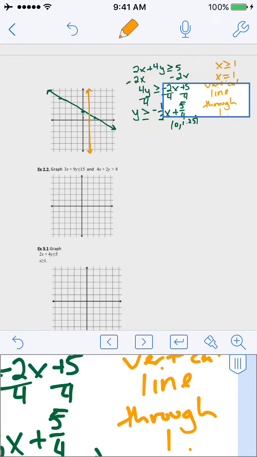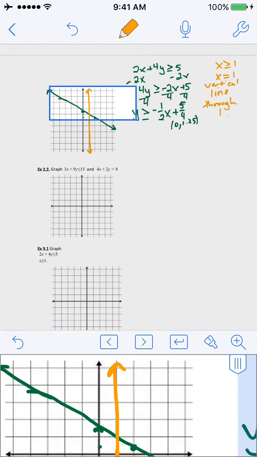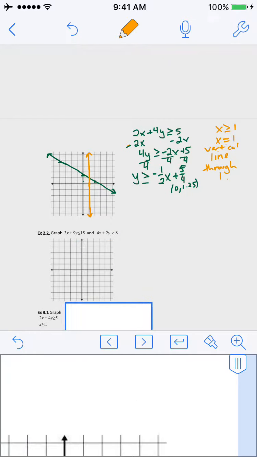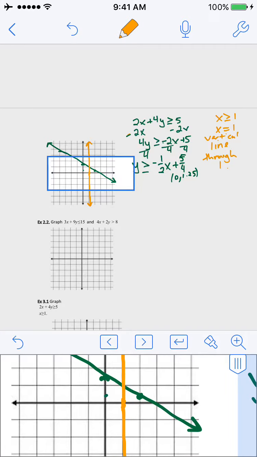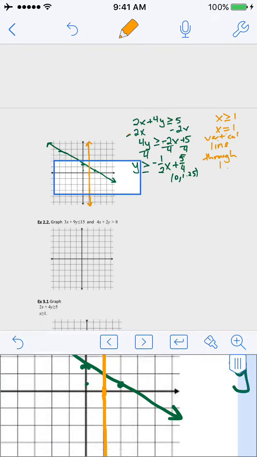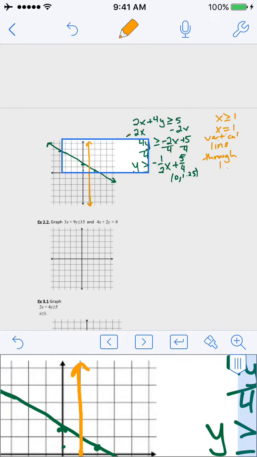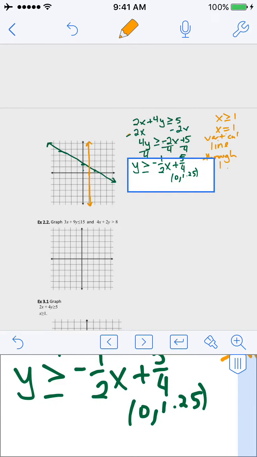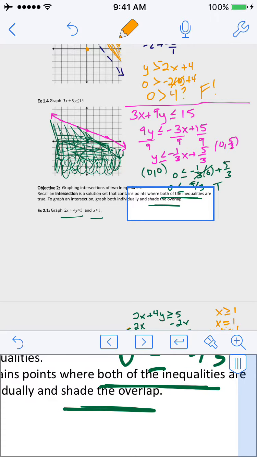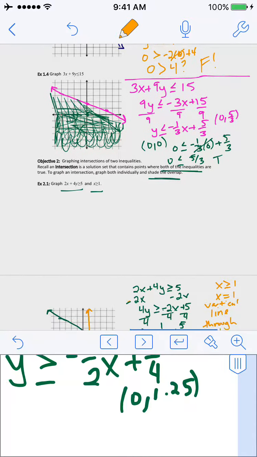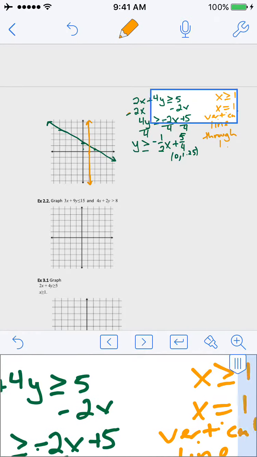Alrighty, so now I need to find a place to shade, right? So now I need to find that shading zone. Now you've got one of two options. You can shade for the green, you can shade for the orange, and then you can indicate where you find the overlap. But I find that that's a lot of shading, when in reality, the only thing we're looking for is the overlap part, right? We're looking for where both of these are true. So let's take a look. Where would both of these be true?